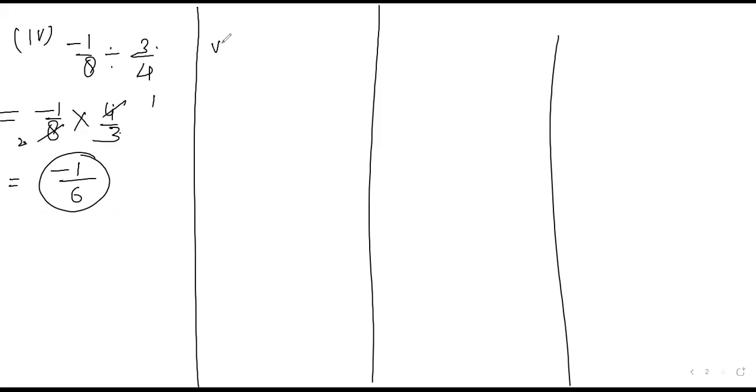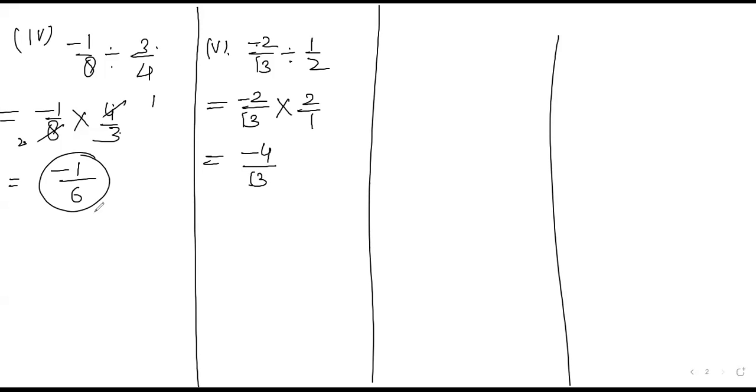Okay. For the fifth part, -2 upon 13 divided by 1 upon 2. Okay, so -2 upon 13 multiplied by 2 upon 1. So 2 2s are 4, 13 1s are 13.